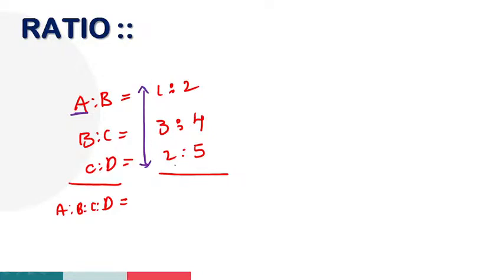If you want to find out the A value, multiply the left-hand side numbers. 1 into 3 is 3, 3 twos are 6. That is the A value. And if you want to find out the D value, multiply the right-hand side numbers. 2 fours are 8, 8 fives are 40. This is the A value and this is the D value. To find the first value and last value, just use the shortcut.